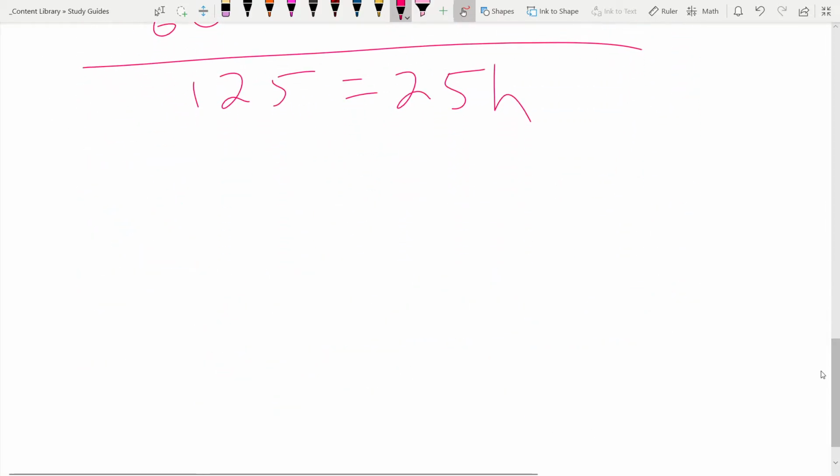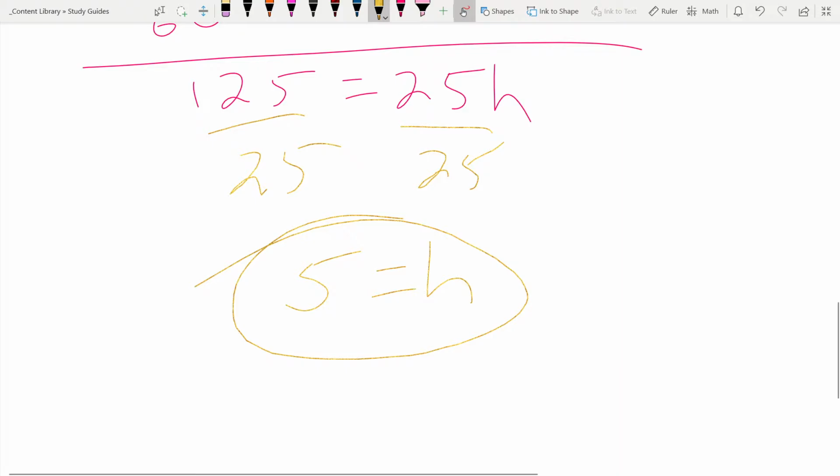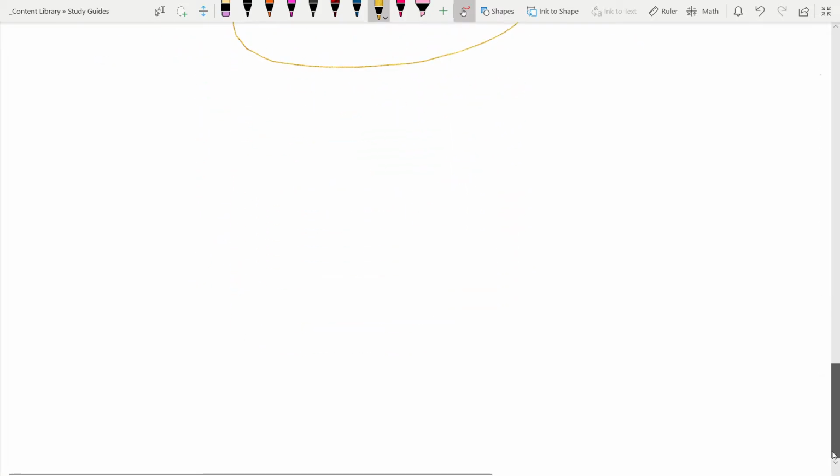Then from there, we're going to divide both sides by 25, which is going to give us our final answer of 5 is equal to H. So it took 5 hours, or it means they were there for 5 hours if our bill was 185. All right, now for the next problem, number 3, we have to make a mapping diagram from the data table.